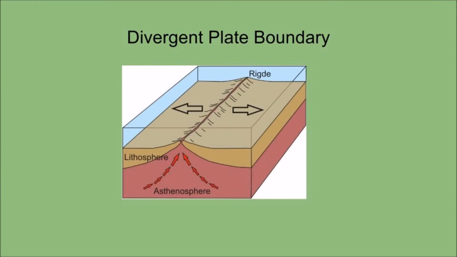At the boundaries between these huge plates of rock and soil, the plates sometimes move apart, and magma, or molten rock, comes to the surface, where it's called lava. It cools and forms new parts of the crust. The line where this happens is called a divergent plate boundary.